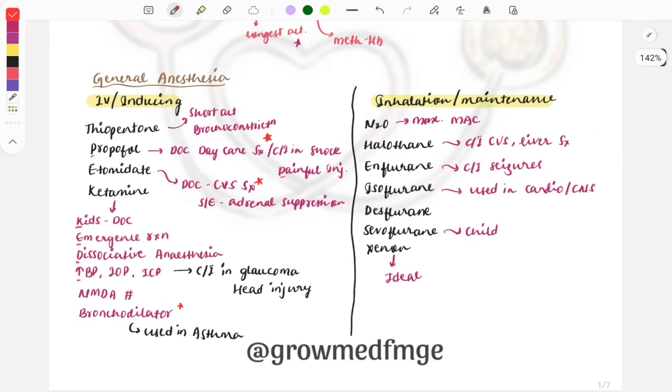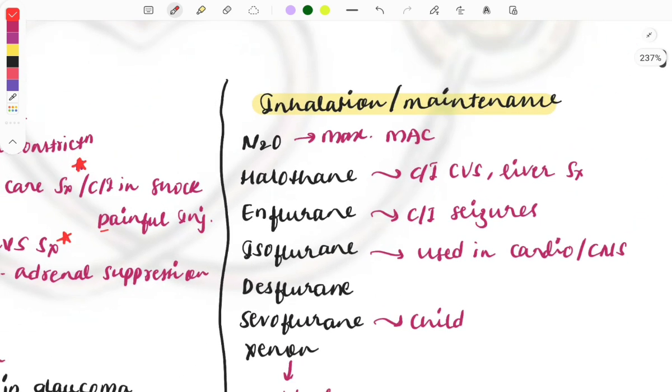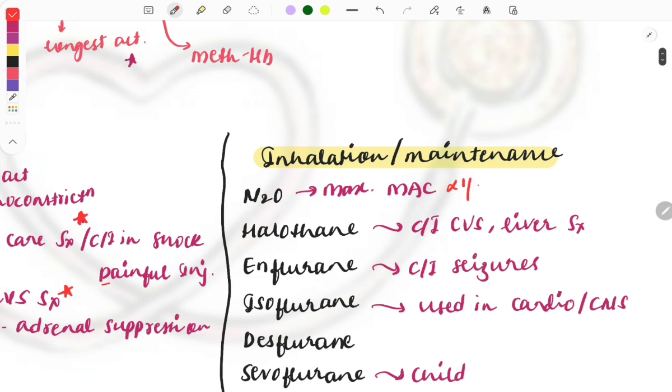Okay. Then inhalational agents. N2O has the maximum MAC. MAC is the minimum alveolar concentration, and it is highest with N2O, due to which this will not be potent. So the potency is inversely proportional to the MAC. So the more the MAC, the less the potency; the less the MAC, the more the potency. Okay. Then moving on to halothane.